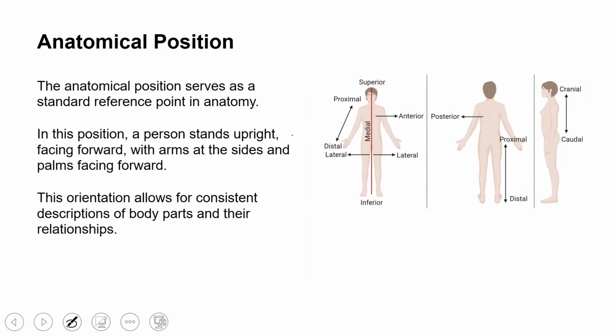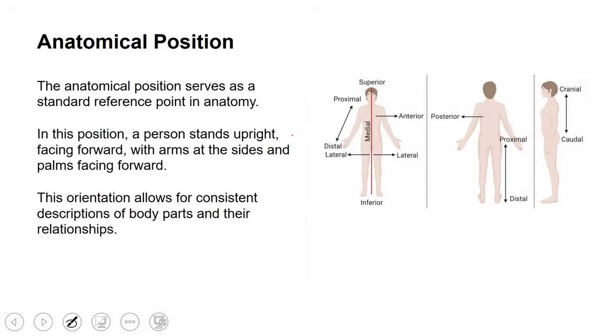So this is actually the anatomical position. In this position, a person stands upright facing forward with arms at the sides and palms facing forward. This orientation allows for consistent descriptions of body parts and their relationships. So this is an anatomical position where you can have an individual standing upright, indicating different positions: posterior, proximal, distal, lateral, inferior, and anterior.